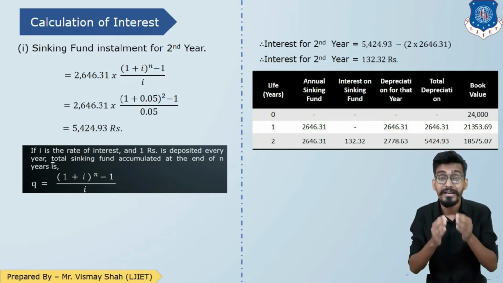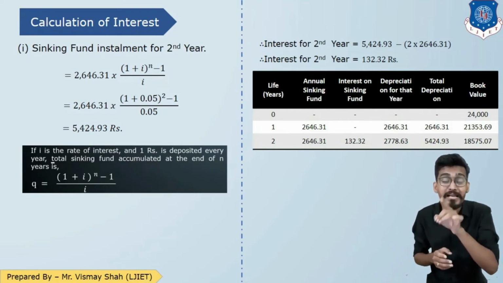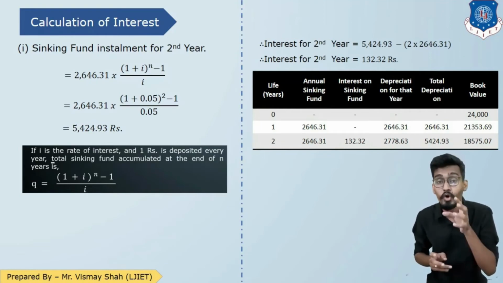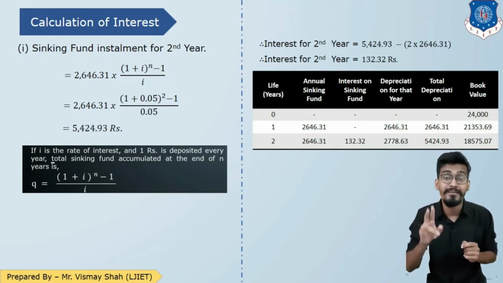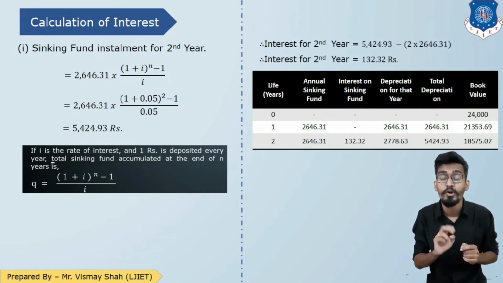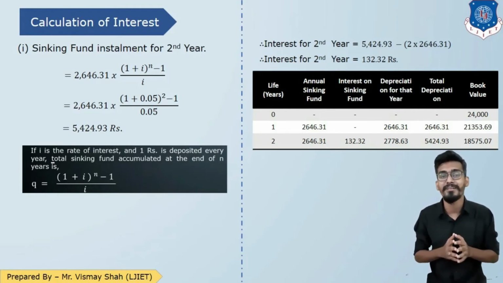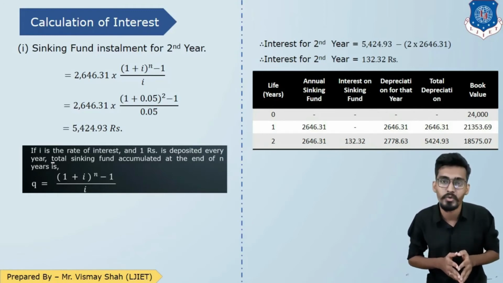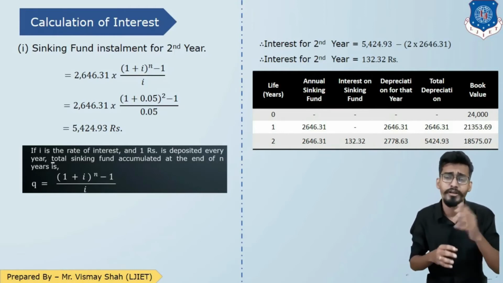So to determine the interest, we have to subtract the original capital which we have invested. To get the interest for the second year, we will have invested 2 times the sinking fund. So to get the interest, we have to subtract 2 times the 2,600 value. As you can see, the interest for the second year will be only 132.32 rupees.